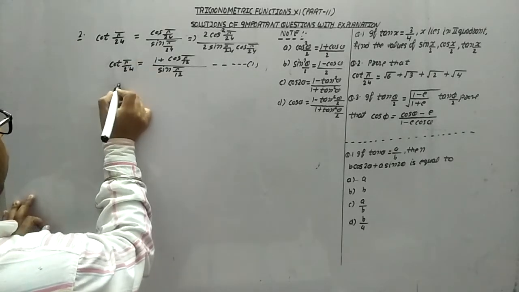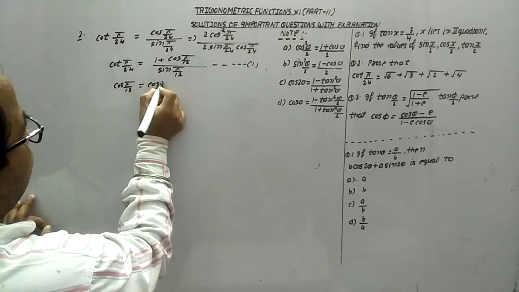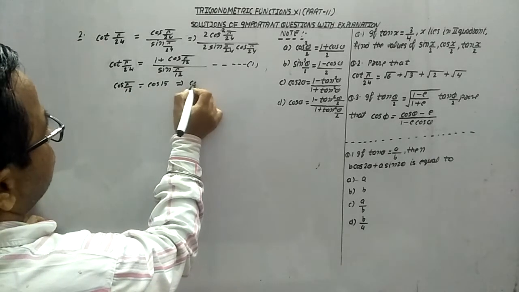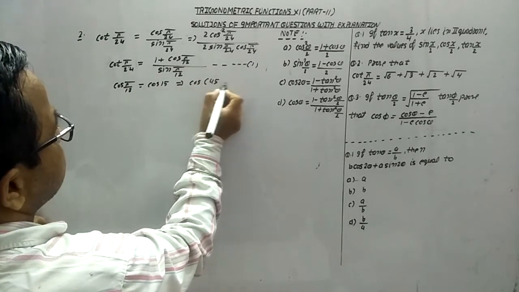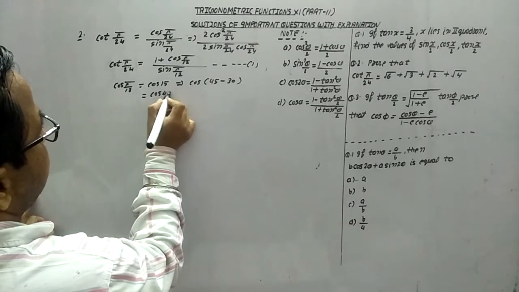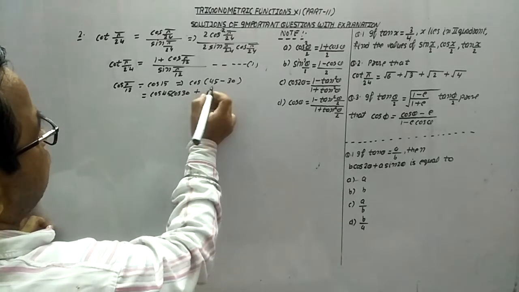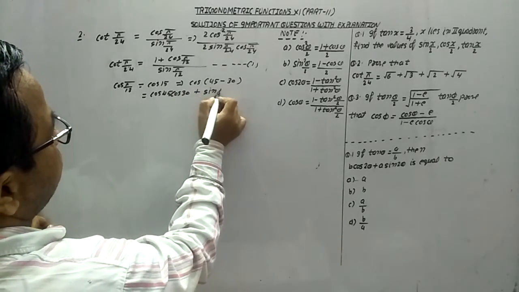Now first of all we will find out the value of cos pi by 12. Cos pi by 12 means cos 15. How will we find out cos 15? Cos 45 minus 30. Cos A minus B means cos A cos B plus sin A sin B. It means cos 45 cos 30 plus sin 45 sin 30.